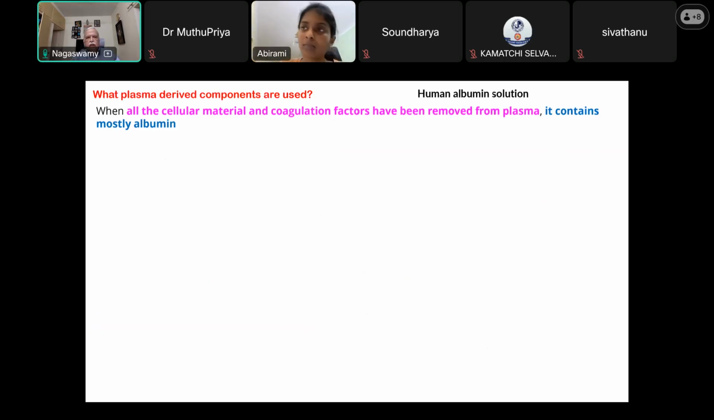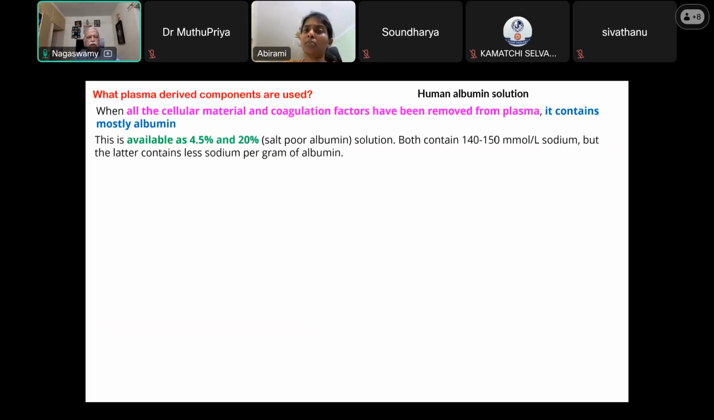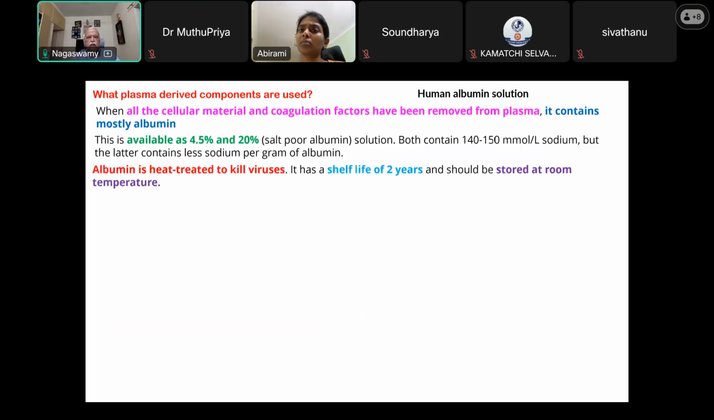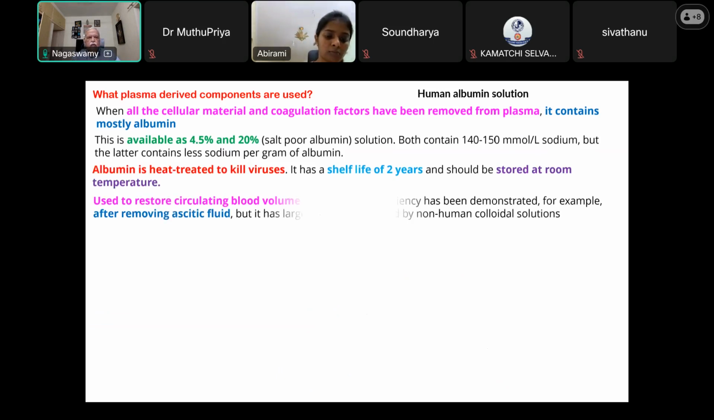When coagulation factors have been removed, you get mostly the albumin. That is, after the cryoprecipitate is spun again, the coagulation factors are removed, and what remains is mostly albumin. It is available as 4.5% and 20%, and it is heat treated to kill viruses. It has a shelf life of 2 years, and it can be stored at room temperature.